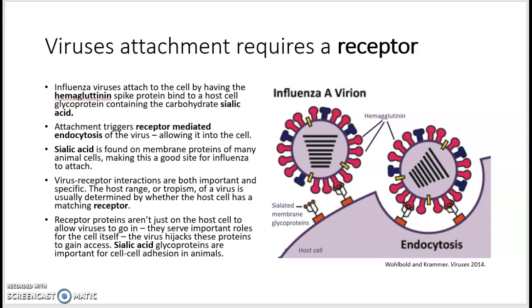Virus-receptor interactions are important and specific. The host range, or tropism, of a virus is usually determined by whether or not that host cell has a matching receptor. Receptor proteins aren't just on the host cell to allow the virus in, they have important functions for the cell itself. The virus hijacks these proteins to gain access, but sialic acid glycoproteins are actually there for cell-cell adhesion in animals. They allow those respiratory epithelial cells to stick together.